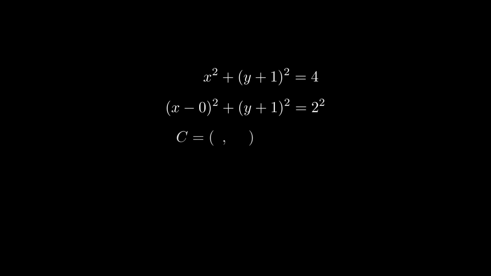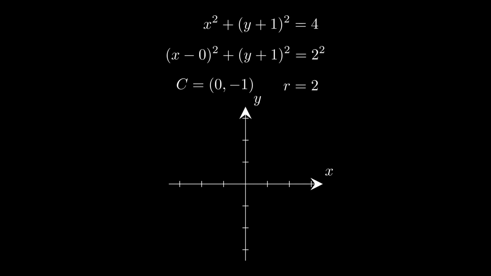The center's coordinates are 0, -1, and the radius is 2. To plot the circle, start by marking the center point, 0, -1, and drawing a line of length 2 units from the center, which will be the radius. Then, connect all the points that are exactly 2 units away from the center to form the circle. Excellent!